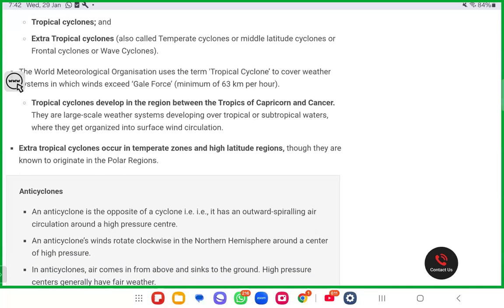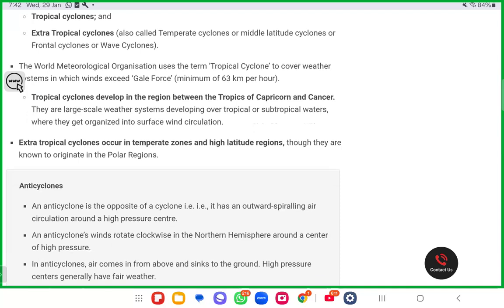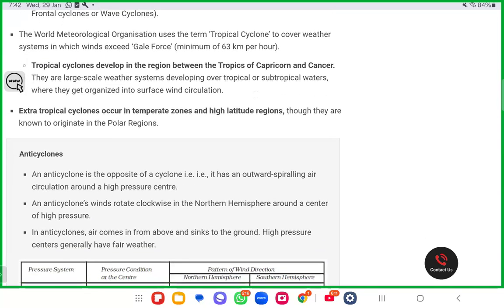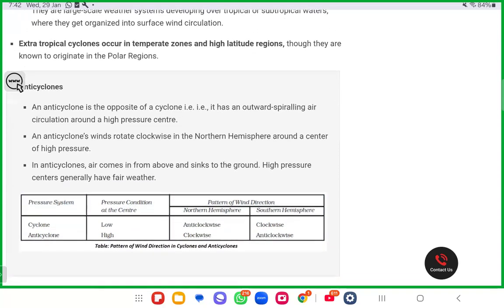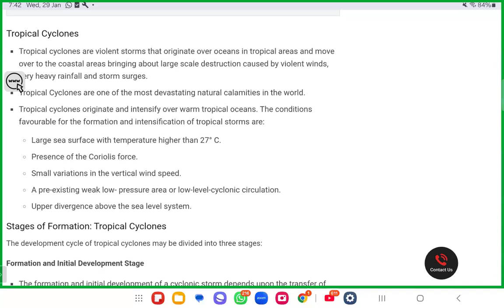Tropical cyclones develop in the region between the Tropic of Capricorn and the Tropic of Cancer. They are large-scale weather systems developing over tropical or subtropical waters, where they get organized into surface wind circulation. Extra tropical cyclones occur in temperate zones and high latitude regions, though they are known to originate in the polar regions.